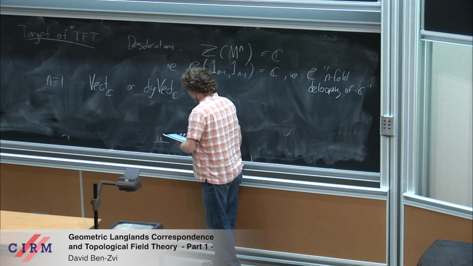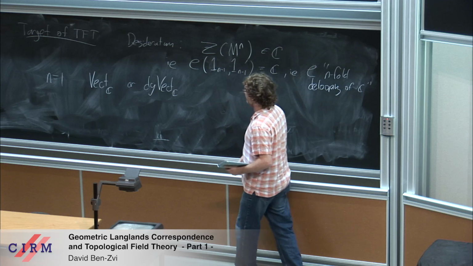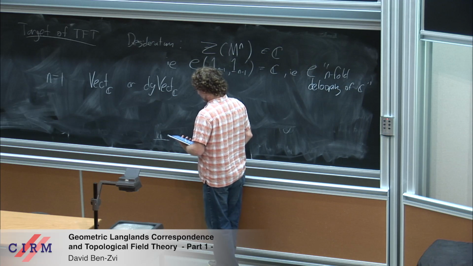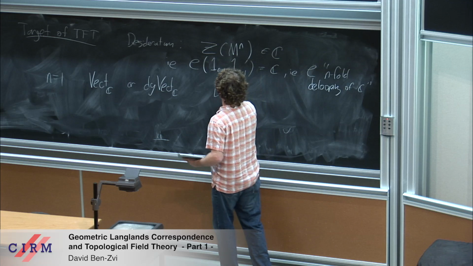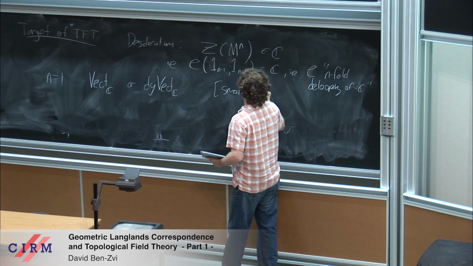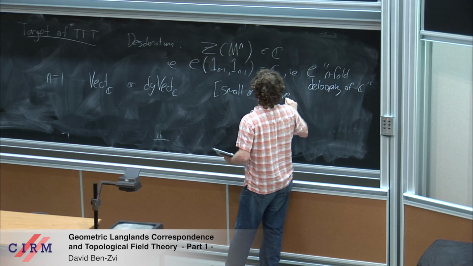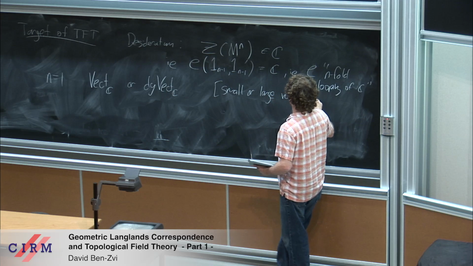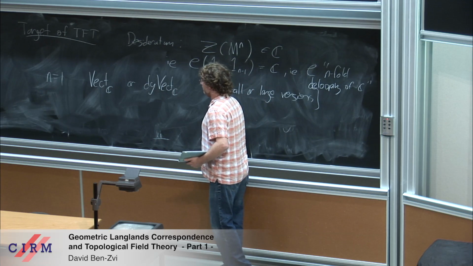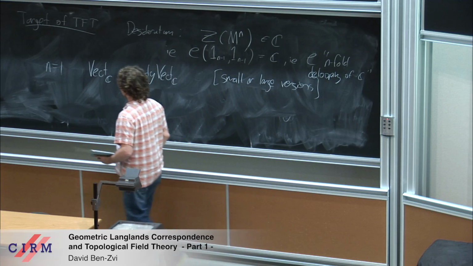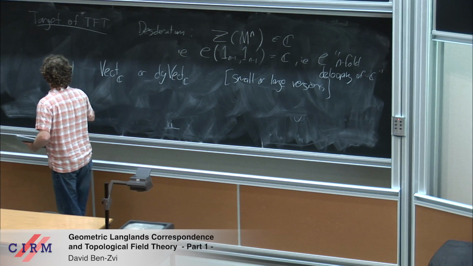And then when I talk about this, I have a choice of whether I want small things, finite dimensional vector spaces, or large. I have small or large versions of these categories of DG vector spaces. Say, I could look at perfect complexes, or I could look at all complexes. So there are many variants, more and more as I go up.